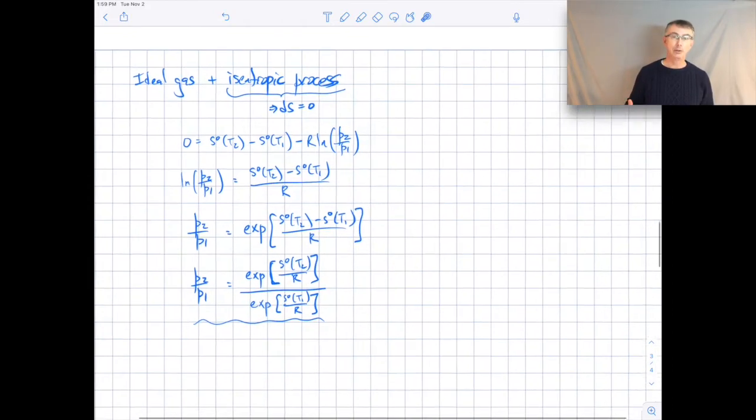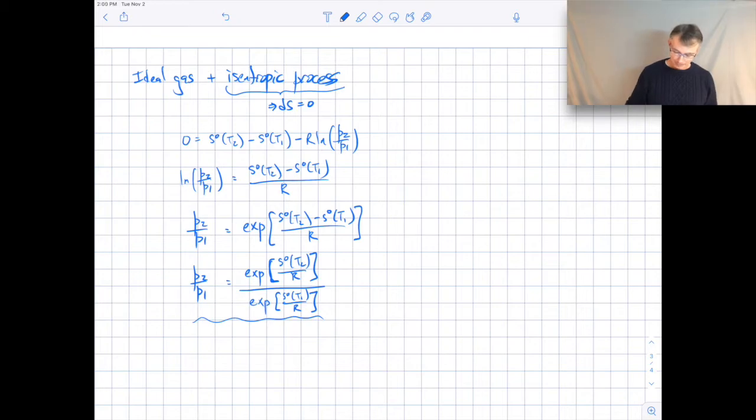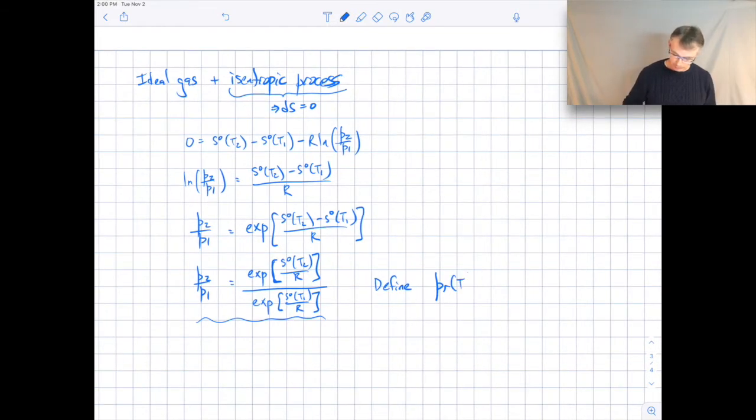So let's go ahead and define a new quantity, and we'll call it P sub R. Let's just call it the exponential. And by the way, that P sub R is a function of temperature. Let me just make that explicit here. So it's the exponential of S naught at the temperature divided by R.